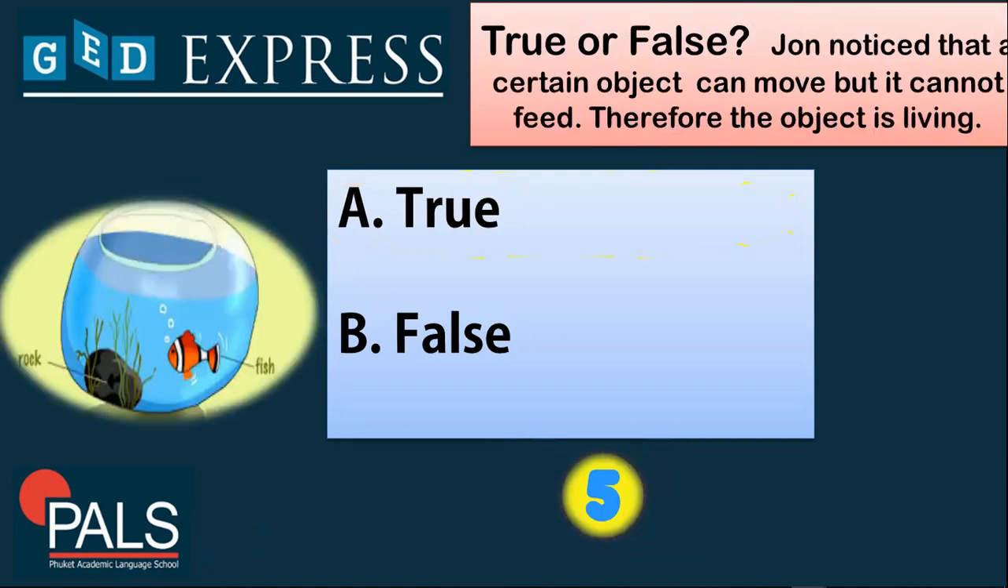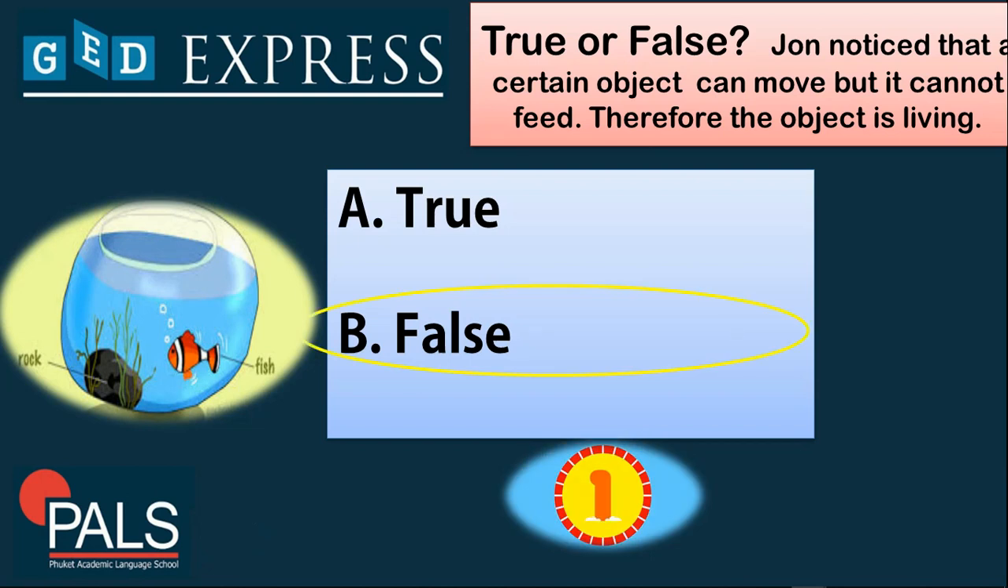Now, next, John noticed that a certain object can move but it cannot feed. Therefore, the object is living. Is it true or false? The answer is false. Based on the discussion, a living thing needs to obtain energy. That's why it needs to feed on something which also releases energy. So that makes the statement false.